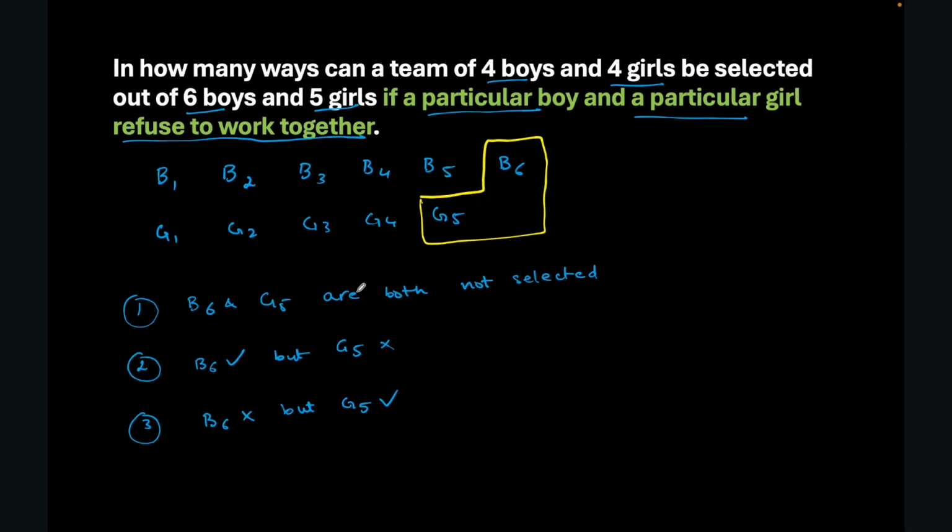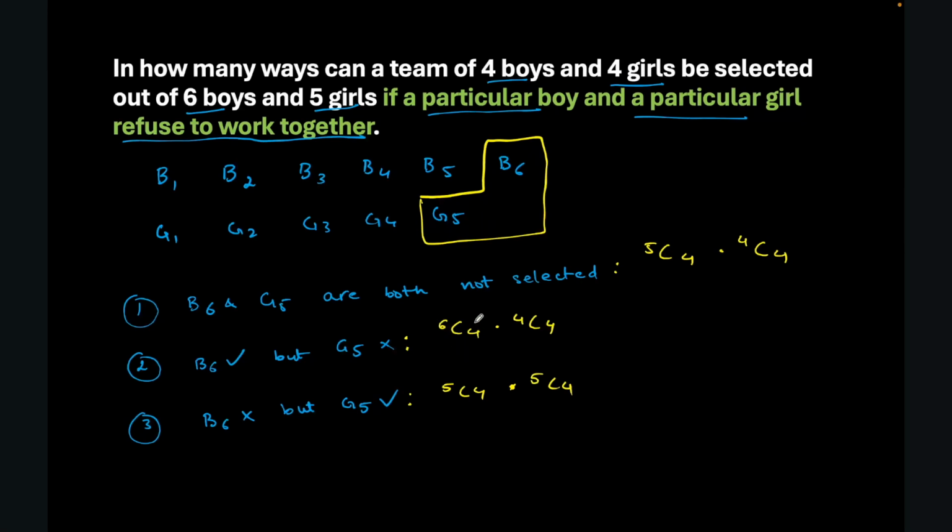Okay, so if both are not selected, then that just reduces our workload. Now we only have to select from 5 boys and 4 girls. That's easy. So our selection is based on 5c4 times 4c4. Super simple. For the second situation, we have 6c4 times 4c4. Third situation, we have 5c4 times 5c4.